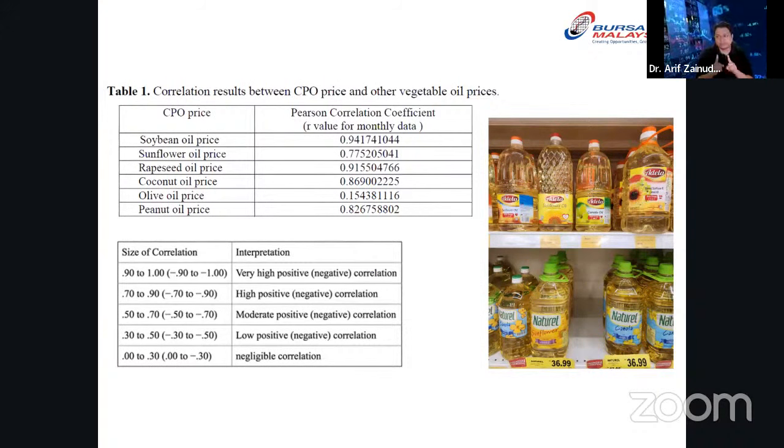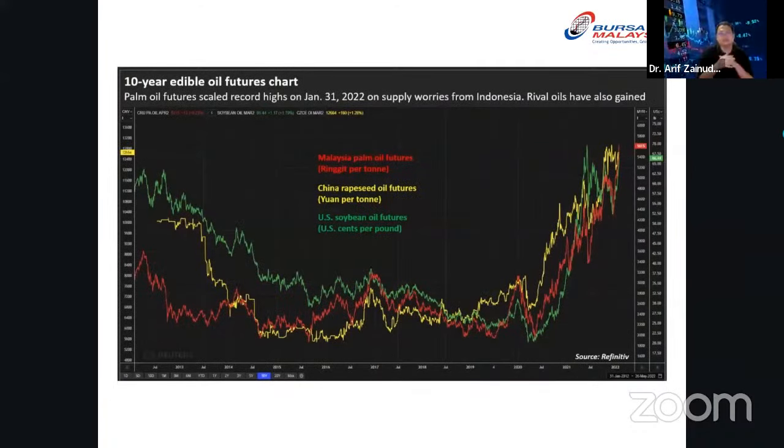But it's not one-to-one. You need to understand that the correlation is not one-to-one, in the sense that whenever soybean oil goes up, it's not guaranteed that FCPO is going to go up as well. And whenever soybean oil goes down, it's not guaranteed that FCPO is going to go down at the same time, because the correlation is not one-to-one. That's what you need to understand. If you compare the movement between China rapeseed oil futures and soybean oil futures, you will see that the movement is closely related, whereby whenever one goes up, the other goes up too, and whenever one goes down, the other goes down too.